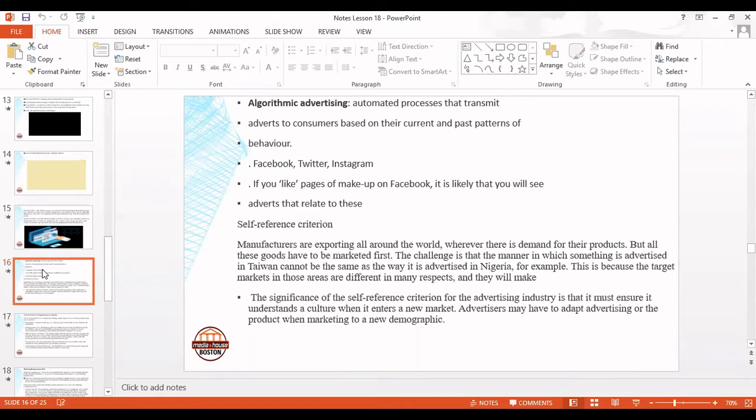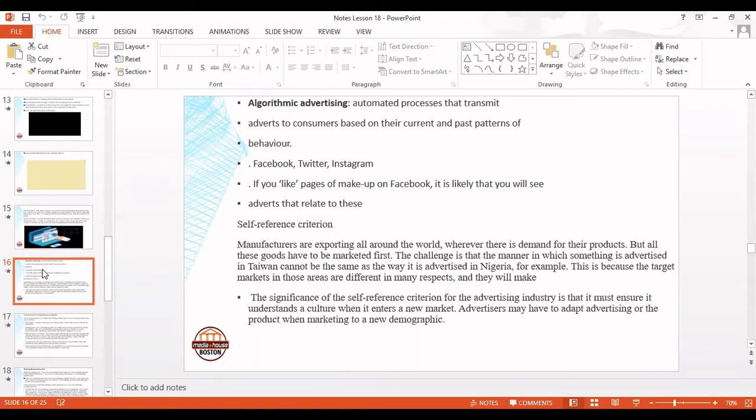Okay. If you like pages of makeup on Facebook, it is likely that you will see adverts that relate to these makeups. If you start following a page on Instagram that is selling jeans, you're likely going to see more adverts and more pages that sell jeans. Okay, that's how it works.